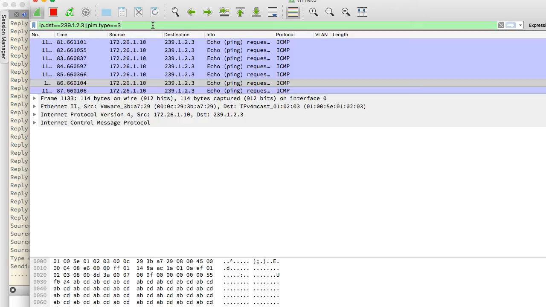Now that other flood that you're seeing is on that very first link, between the first hop router and the source. So let me eliminate that out.